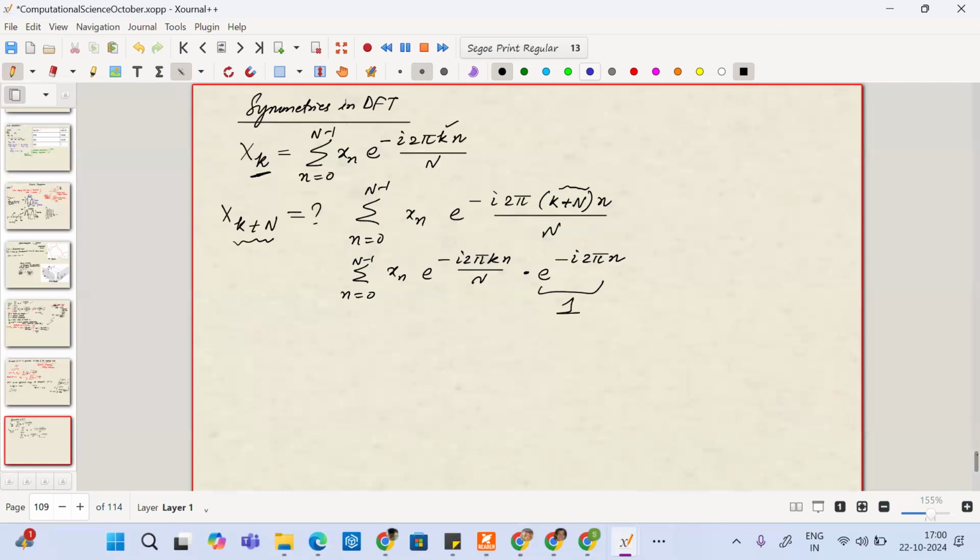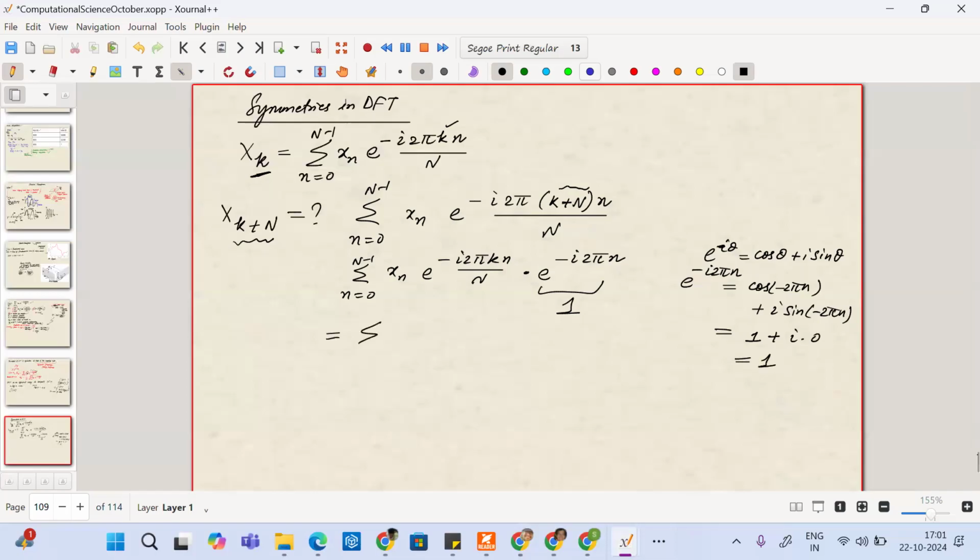What can this term be? 1. Why is it 1? You know what e to the power i theta is? Cos theta plus i sin theta, isn't it? So e to the power minus i 2 pi n should be cos of minus 2 pi n plus i sin of minus 2 pi n. What is cos of minus 2 pi n? Cos of any multiple of 2 pi is always 1, and cos of minus x is cos x. And sin at such periodic points is always 0. Agreed? So it is 1.